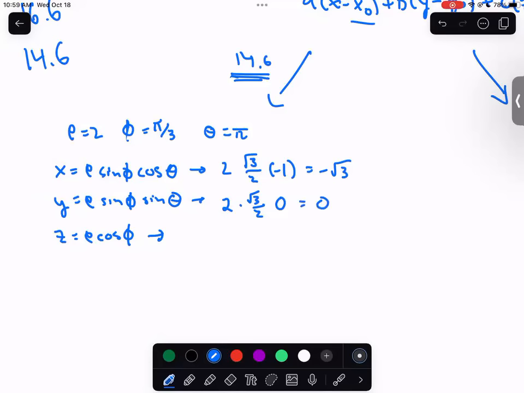And then finally, for my z's, we have rho cosine phi. Phi was pi over 3. So cosine of pi over 3, our calculators will verify for us that that's 1/2. And so we get 1.